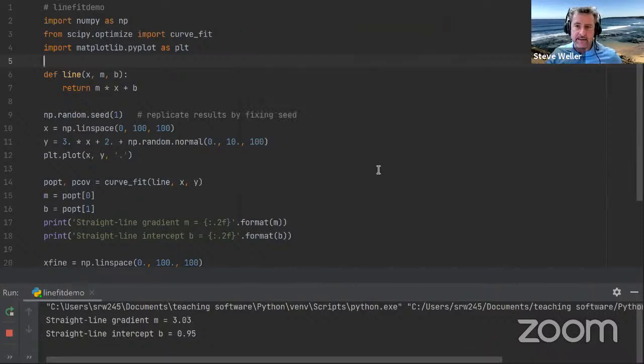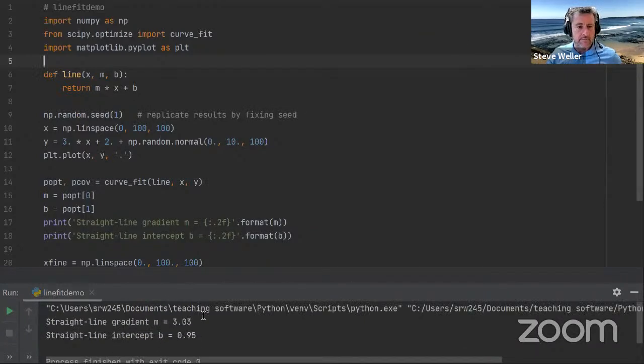So they're down here: m equals 3.03 and b equals 0.95. That is the gradient and the offset of the line of best fit to the data. Notice that the straight line fit has done a pretty good job of estimating what the real, underlying gradient was here, of 3.